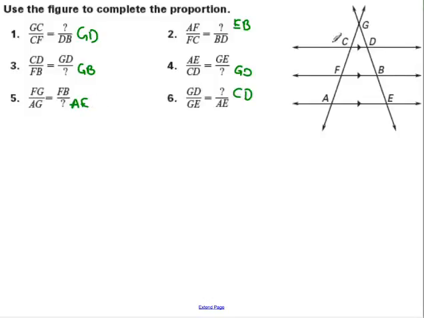Again, we're comparing GD, this small part. We'll compare that to GE, which is this longer part here. So small triangle, big triangle. And then we have CD, which is the small base, to this big base. These 2 are exactly just switching these guys around. Okay.